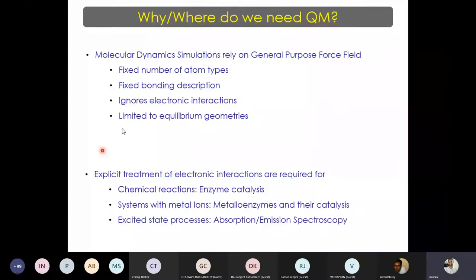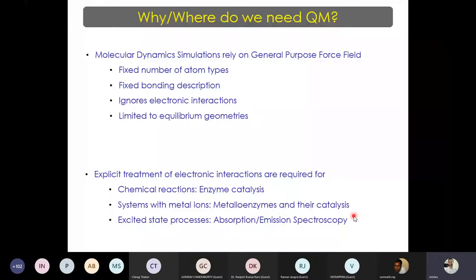In particular, where classical molecular dynamic simulation has a great role is in biomolecular systems. Among those systems, for example, if I consider enzyme catalysis, here enzymes or proteins initiate bond formation and bond breaking on their substrate. So these types of processes cannot be studied by classical molecular dynamic simulation. In general, whenever there are metal ions, although we have force fields for metal ions, metal ions are known to have quantum mechanical effects, and relativistic effects are often present. So in cases with metal ions, for example metalloenzymes and their catalysis, classical force field-based methods find it hard to describe them.